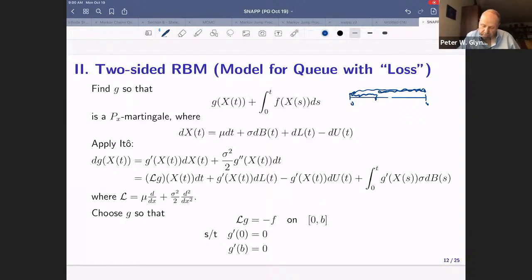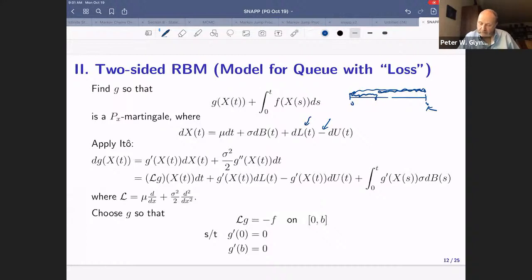zero boundary, that is the process L of t. That's going to be an increasing process that pushes the process back into the positive interval [0, b]. And correspondingly, there's going to need to be another pushing process at the b boundary that is pushing to the left. That's why we have a minus sign here. So U of t is another increasing process with the minus sign in front of it. It's a decreasing process. It's pushing the process back into the interval [0, b].